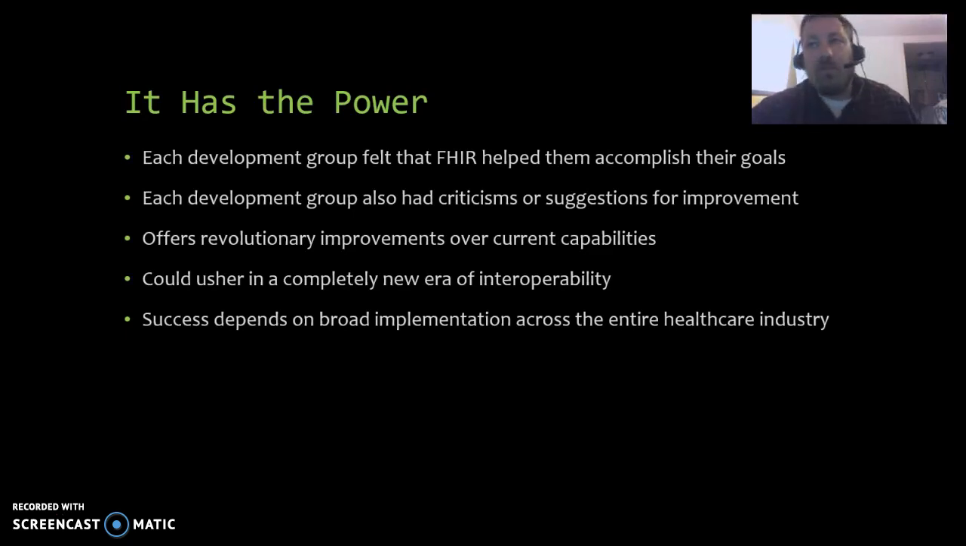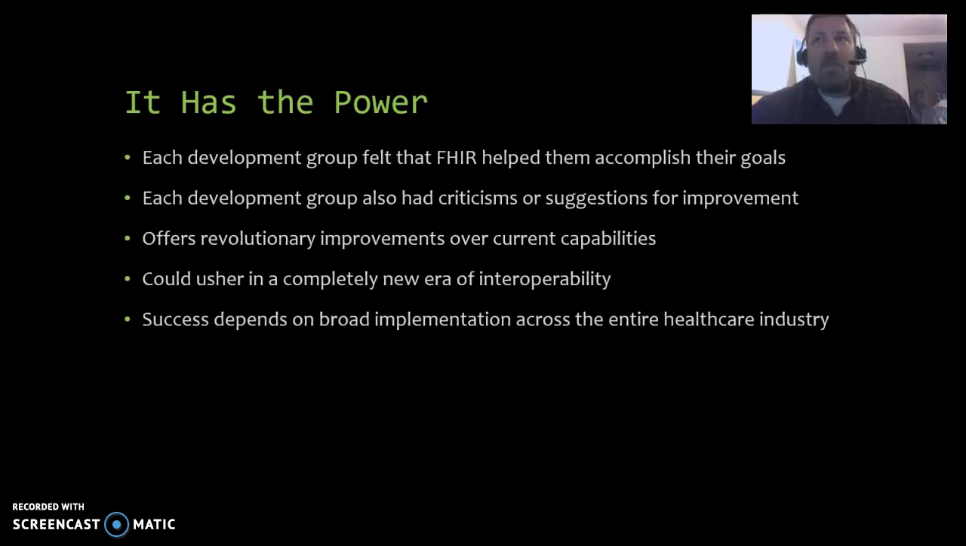Duke set out to build applications that they could share with their partners outside their walls. They achieved that, but they had questions about the authentication framework and about the extensiveness of the mappings. There were third-party developers whose goal was just to make their product widely available. Now they're available in Epic and Cerner and Allscripts, but one of those had to do customizations for one of their customers.